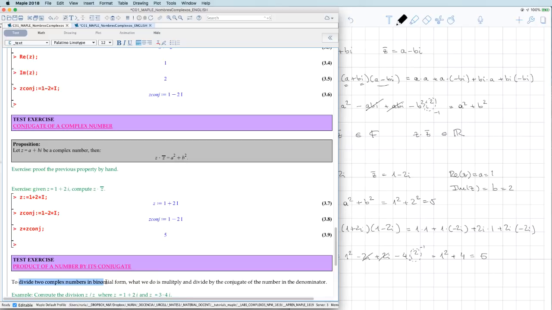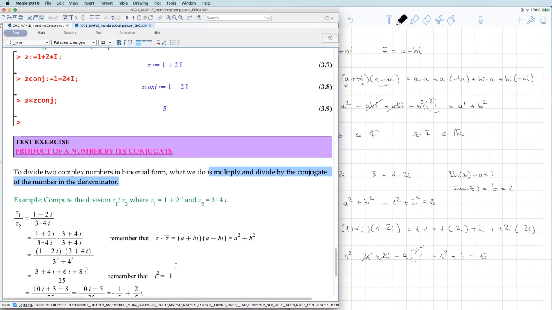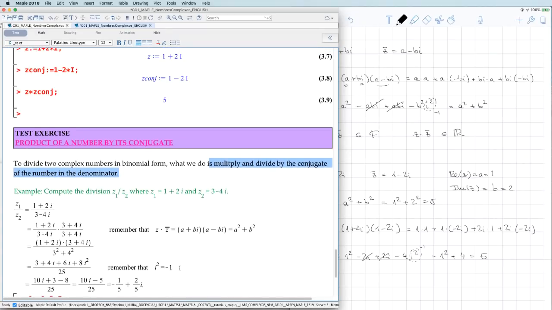So in order to divide two complex numbers, what we do is multiply and divide by the conjugate of the number in the denominator. So let's see an example. Let's make a little bit of zoom. So imagine that we have to divide 1 plus 2i divided by 3 minus 4i. So the problem is that here in the denominator we have a complex number, and we want to change this complex number into a real number. So how do we do it? By multiplying by its conjugate. So we have 3 minus 4i, its conjugate is 3 plus 4i.